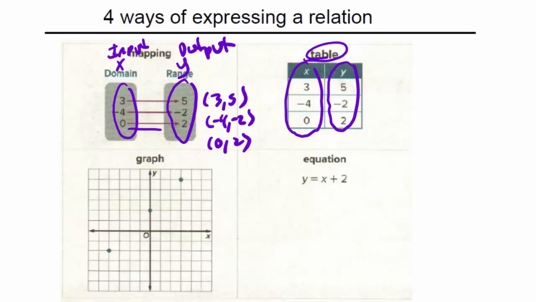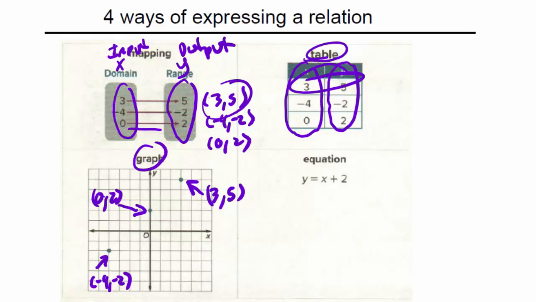Another way we can express the relation is putting it in a graph. So if we look at this point right here, that point is located at -4, -2. This point right here is located at 0, 2, and this point right here is located at 3, 5. Notice these numbers are showing up here horizontally, and they're showing up on the graph.